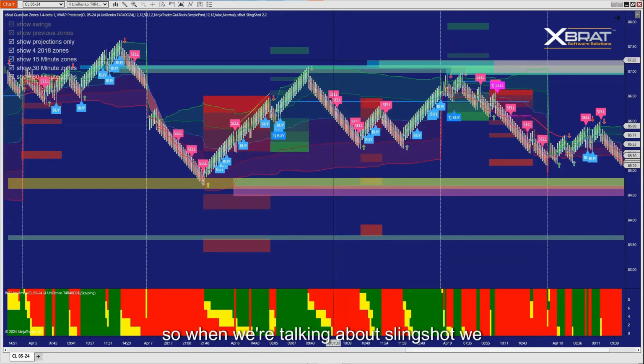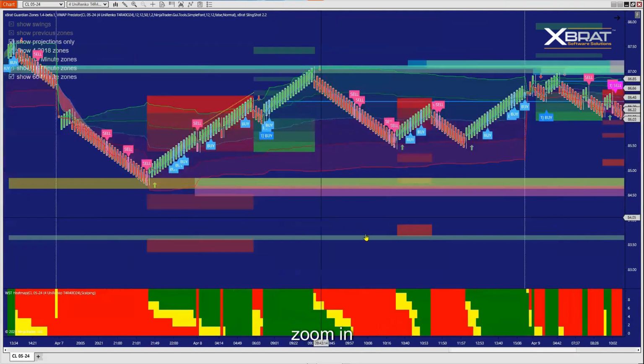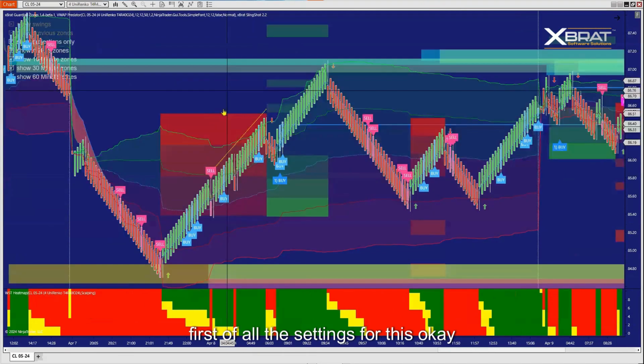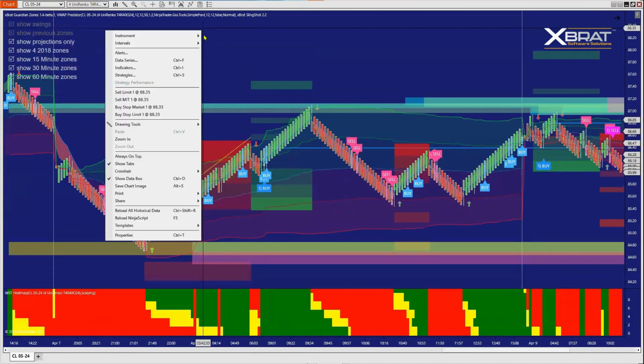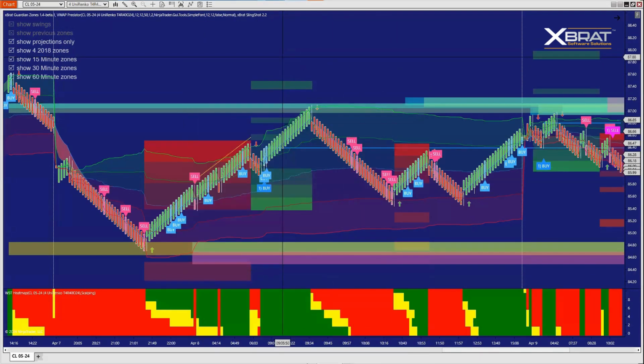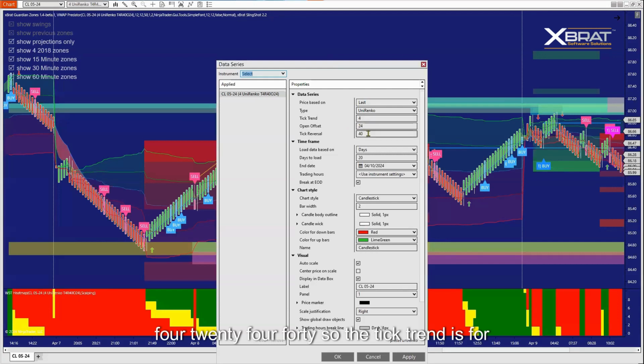So when we're talking about Slingshot, we talk about having enough fresh air to target 2. So I'm just going to zoom in. First of all, the settings for this, on the data series: 24 40. So the tick trend is 4, open offset 24, tick reversal 40.